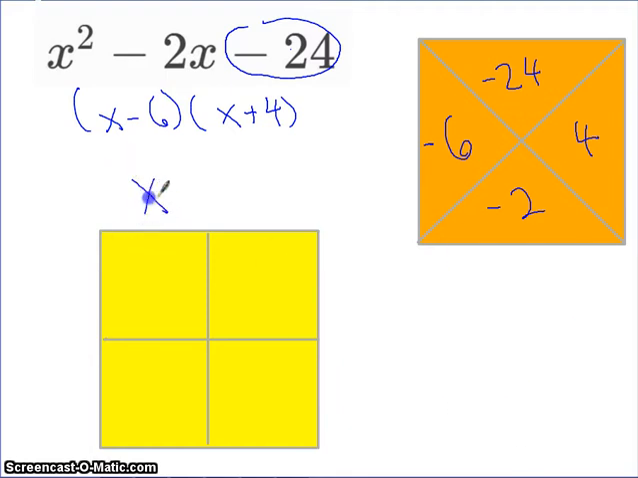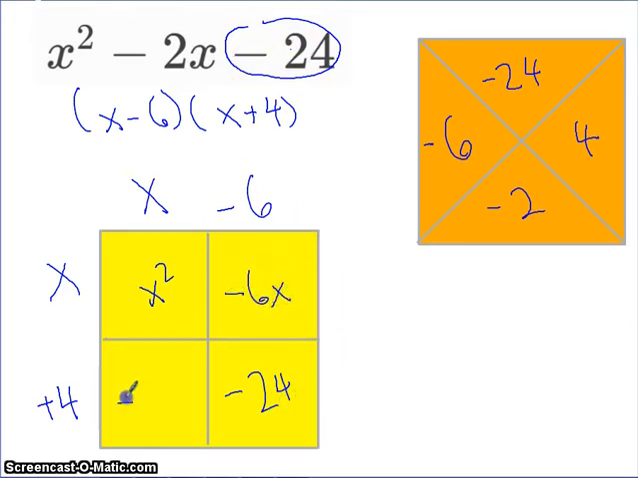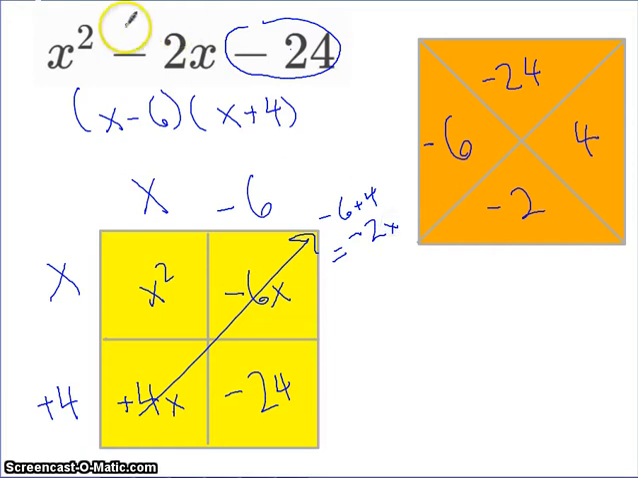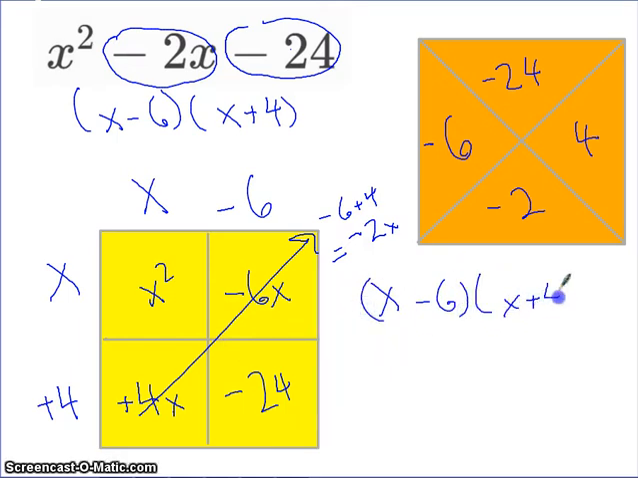So I'm going to put my factors on the box. This is x squared. That's not the interesting part. The interesting part is 6 times 4 is negative 24, what I wanted from here. And then the sum of these two terms, negative 6x and positive 4x: when I add those two together, I get negative 6 plus 4, which is negative 2x, the middle term that I was looking for. So altogether, when I multiply x minus 6 times x plus 4, I get x squared minus 2x minus 24, which is what I was looking for.